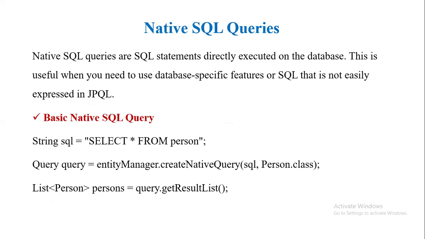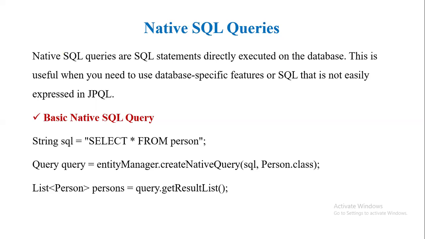And the third type of queries, native SQL queries. Native SQL queries are SQL statements directly executed on the database. This is useful when you need to use database-specific features or SQL that is not easily expressed in JPQL. So here, let us see the basic native SQL query, which helps you retrieve all the data, all the fields, all the objects from the Person entity. So a String object is declared.